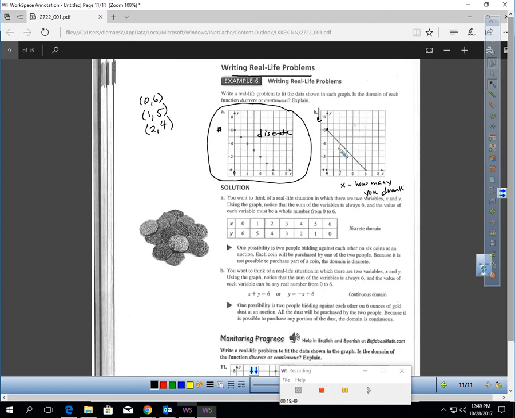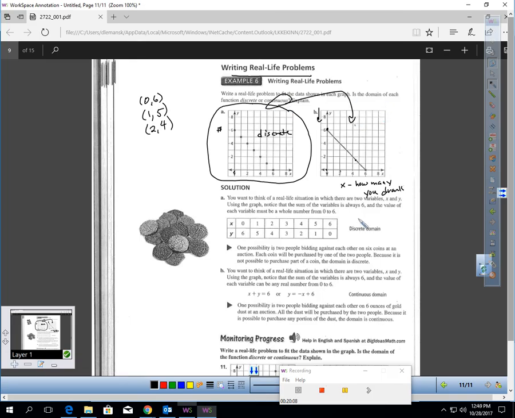Now, could I drink half a big gulp? Well, sure you could. If you drink half of one of your 6 big gulps, you'd still have 5 and a half left. Or what if you drank 4 and a half of your big gulps? You'd still have 1 and a half left. This is definitely a continuous situation. So there's writing a real-life example for those. I'm going to stop the video here. If you have questions, make sure you ask in class.